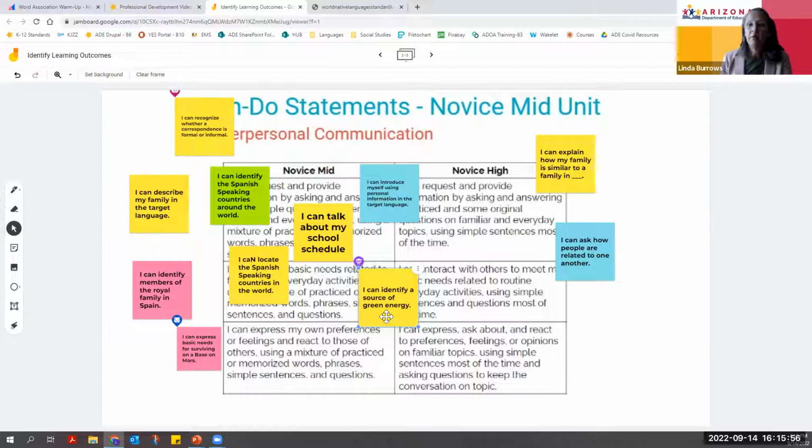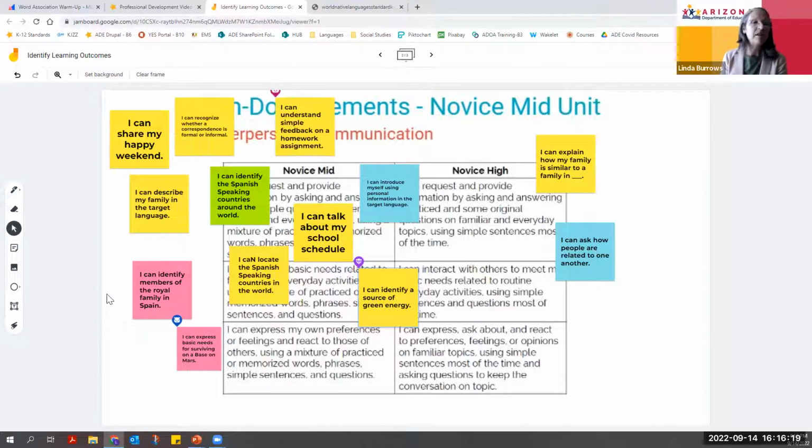When you come up with your units and after you identify your essential questions, right, you want to almost be able to answer those questions and take those generic I can statements and have those in there. And these I can statements then become part of your formative and summative assessments.